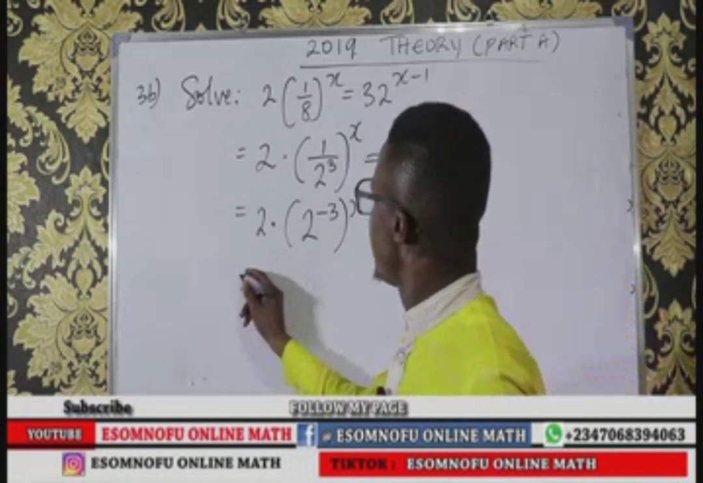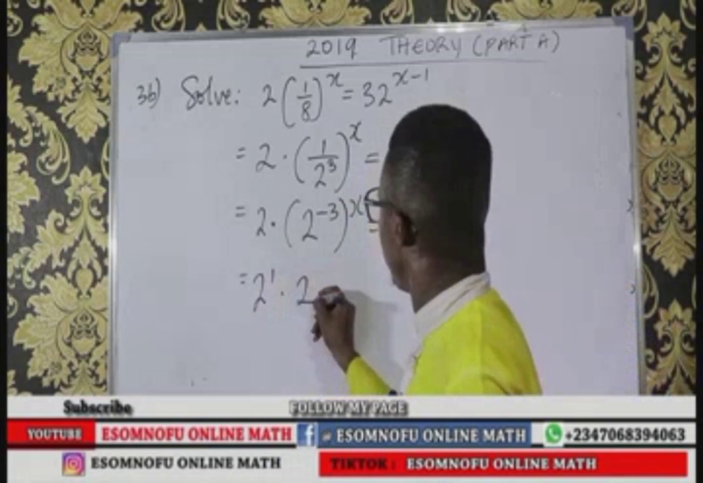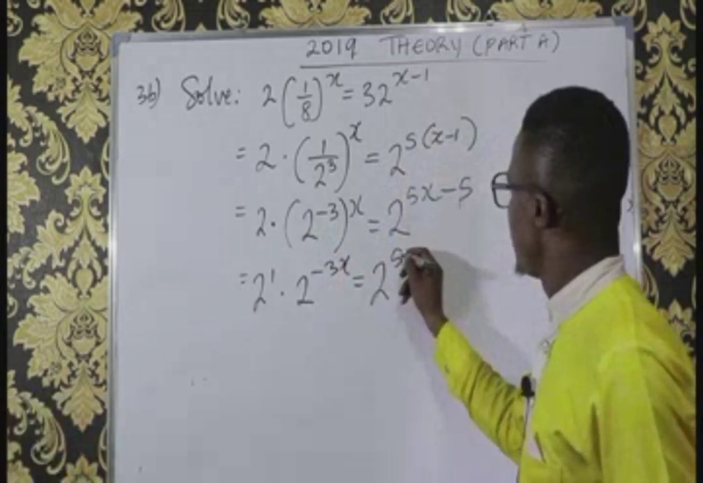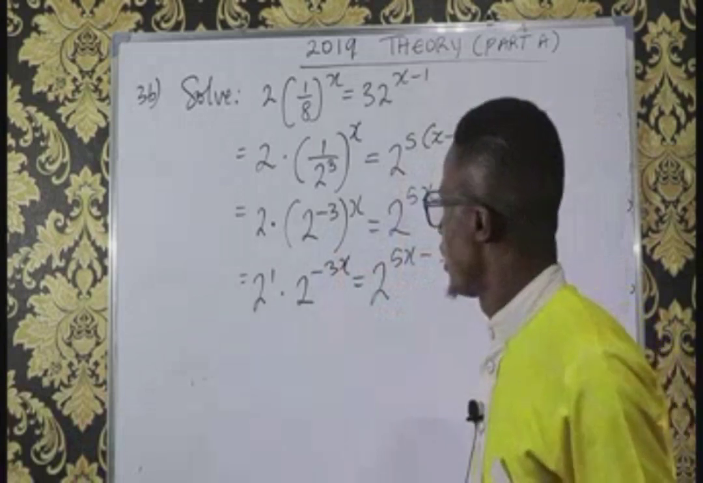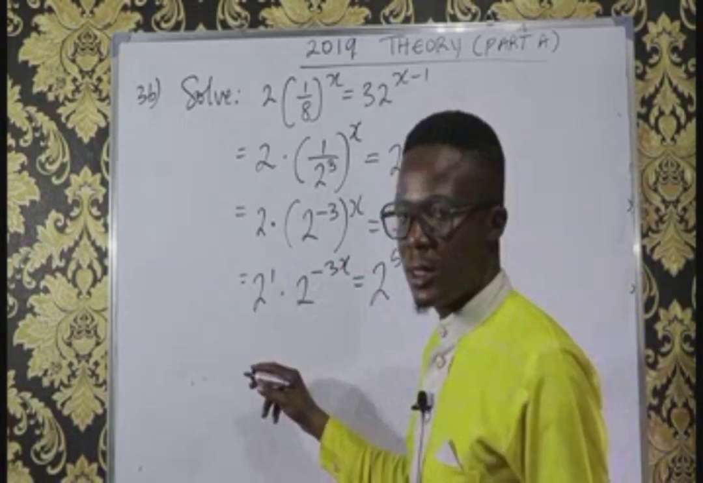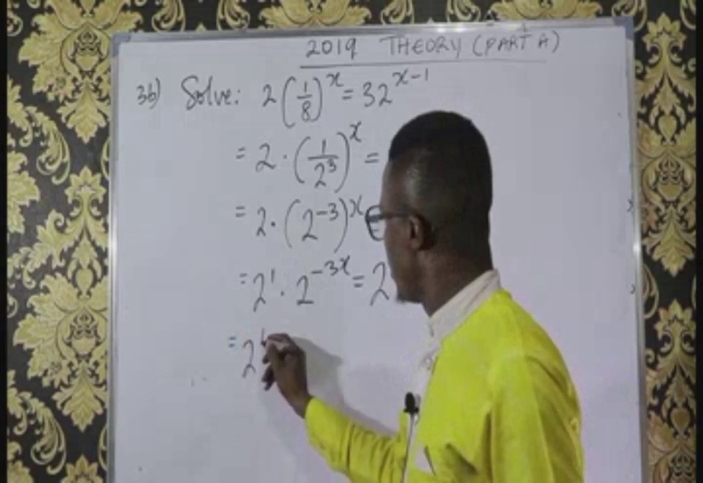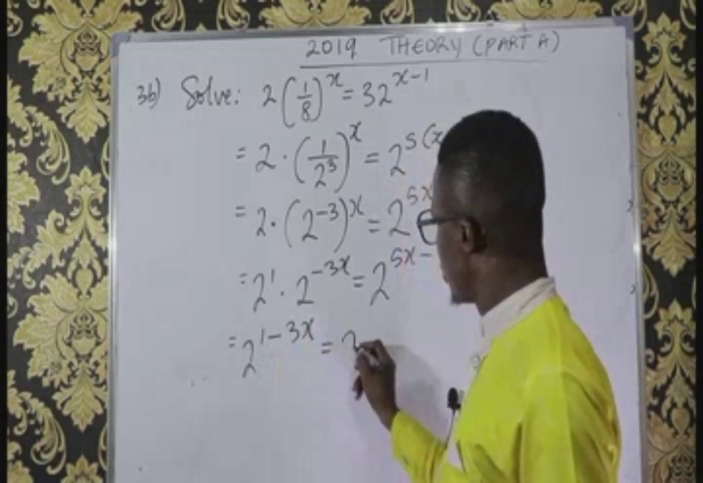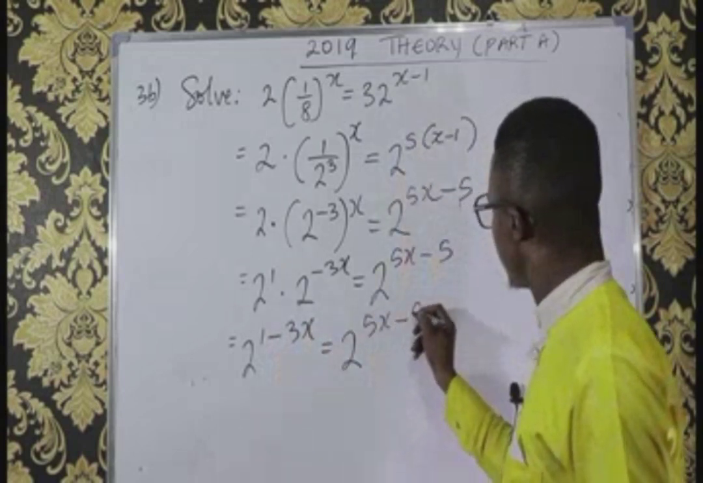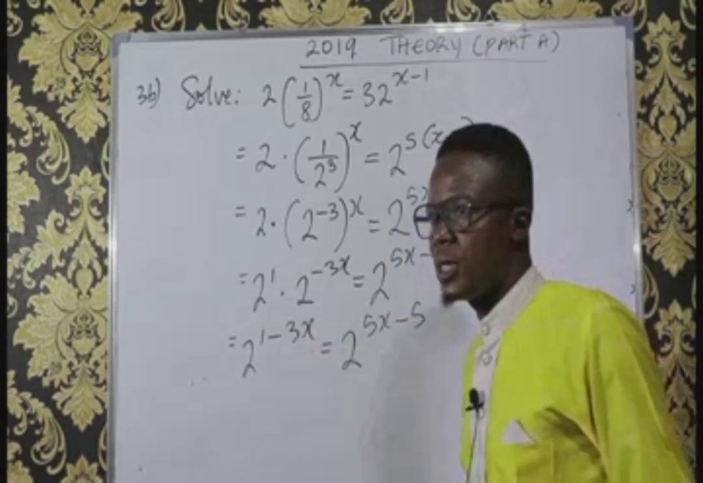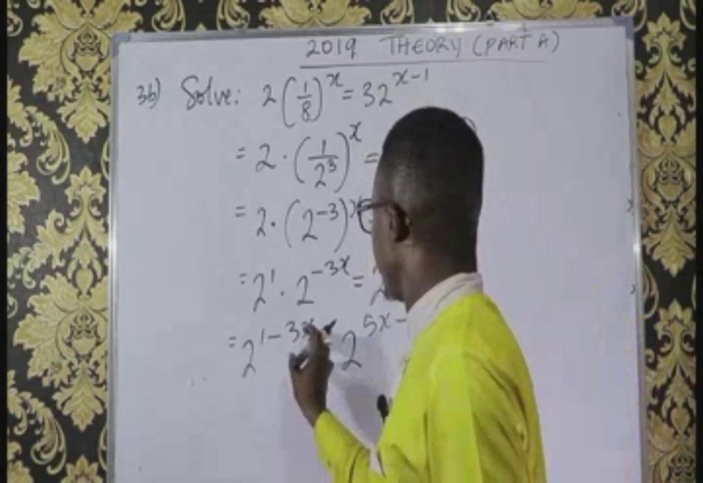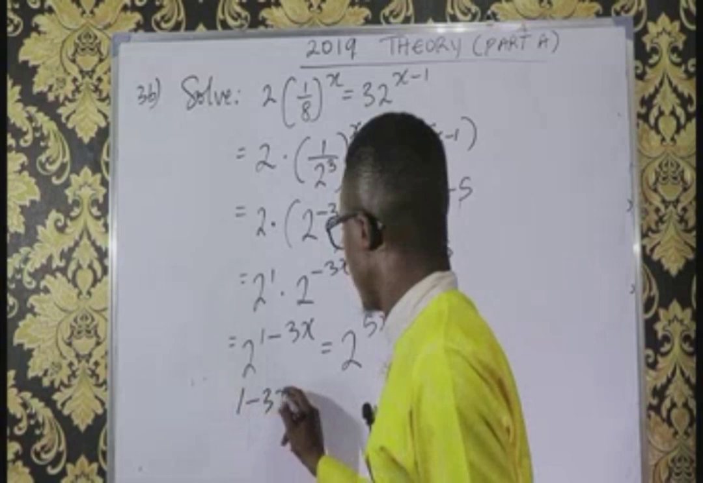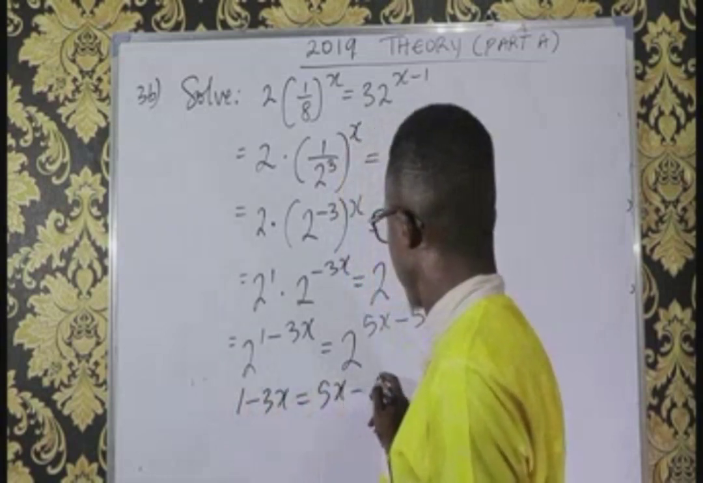So now this can be seen as 2 to the power of 1 times 2 to the power of minus 3 times x, which is minus 3x, equals 2 to the power of 5x minus 5. From the laws of indices, if you are multiplying, you are free to add the powers. So this will give us 2 to the power of 1 plus minus 3x, which is just 1 minus 3x, equals 2 to the power of 5x minus 5. Now we can equate their powers. Whenever their bases are the same, their powers are equal to each other from the laws of indices. Hence, we shall write that 1 minus 3x is equal to 5x minus 5.